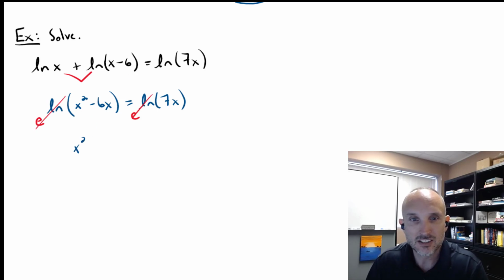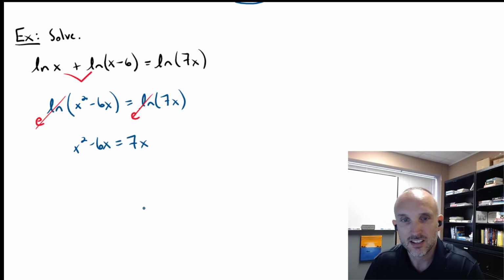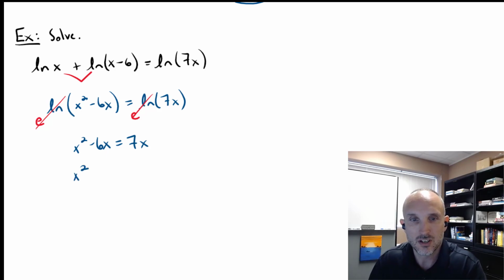So I have x squared minus 6x equals 7x. And this is a quadratic equation because of degree 2. So I need to get 0 on one side. So I'll subtract 7x over. And then I can factor the left side by pulling out an x.